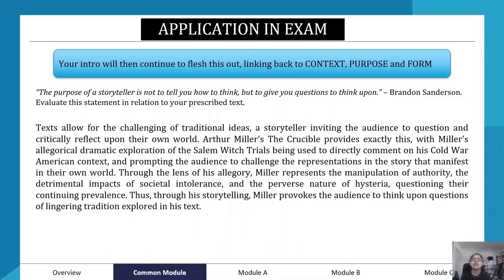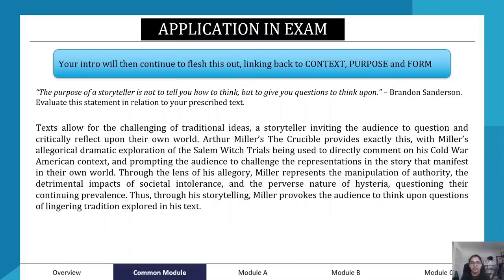So texts allow for the challenging of traditional ideas, a storyteller inviting the audience to question and critically reflect upon their own world. So here, as you can see, they're telling us exactly what the text is doing. And what we can also see is that they start off with a general thesis that expands on the question, and then they link it to the text. So you can definitely do that. And you can definitely have that first sentence linking to the text. It doesn't matter, as long as it is obviously a solid thesis and it answers the question.